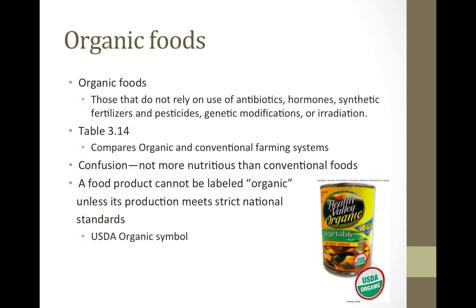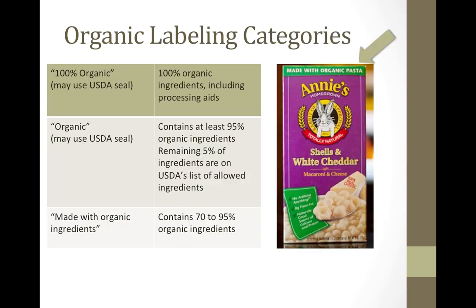And as for labeling of organic foods, they can be labeled as organic if they meet strict USDA standards. And you can see right here the USDA organic symbol on this can of vegetable soup. And I'm sure you've all seen that symbol before. Now, keep in mind there are different labeling categories, and that some foods can have small amounts of non organic ingredients in them and still be labeled as organic.